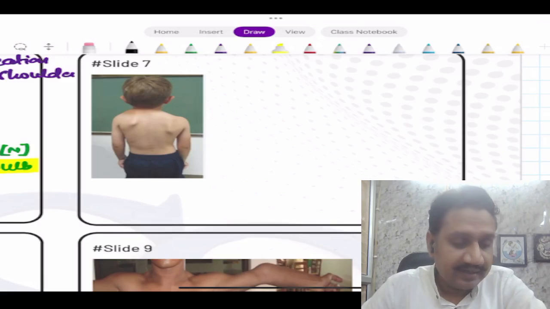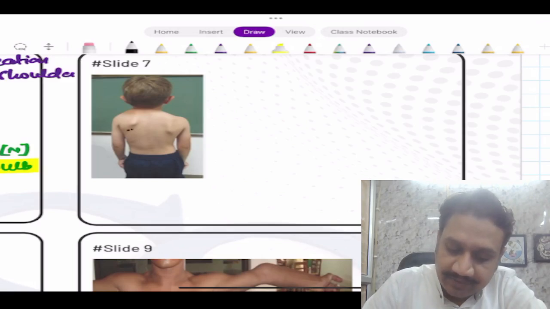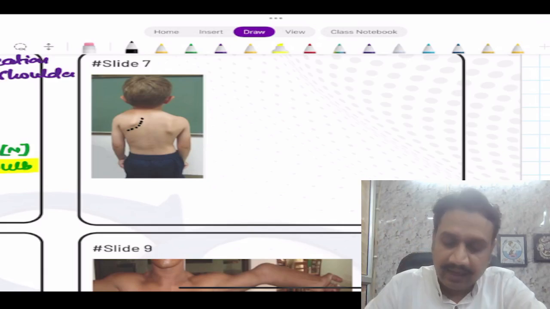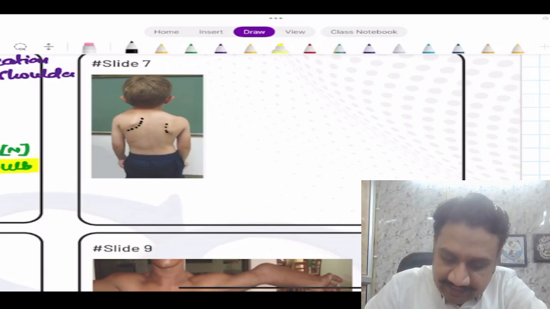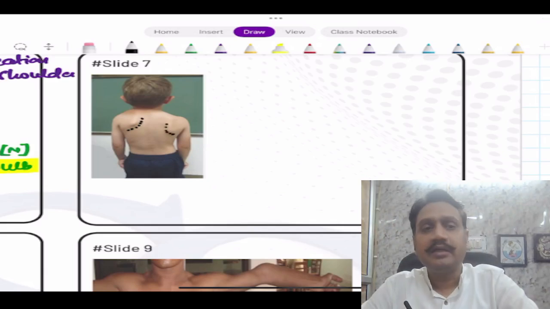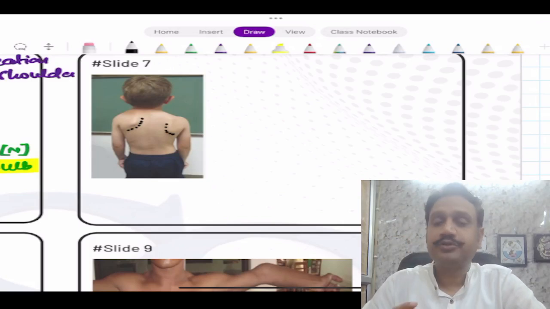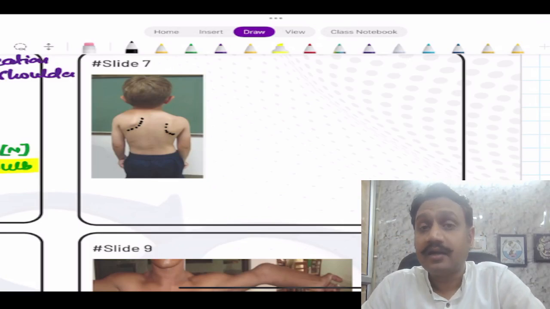Okay, what exactly can we see here? You can appreciate that the left scapula of the child is at an upper level, and the right side is at a lower level. There is a discrepancy in the position of the scapula. It is a high riding scapula.